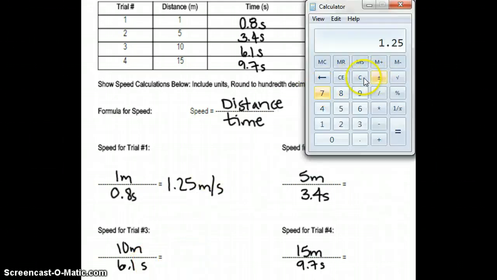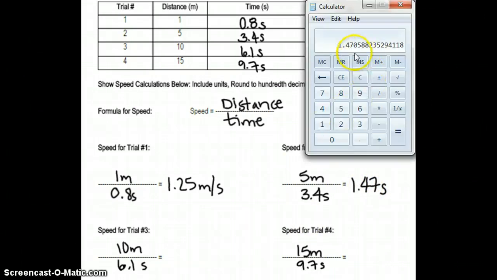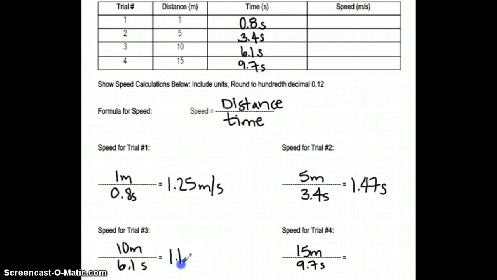Next, I'm going to calculate 5 divided by 3.4 for trial 2, which gives me 1.47. There were a whole bunch of numbers afterwards, but the next number was a 0, so I didn't have to worry about rounding. Okay, next, 10 divided by 6.1 for trial 3, and that gives me 1.639. This time I am going to have to round up, so it'll be 1.64 meters per second.